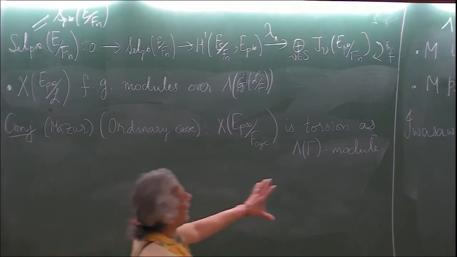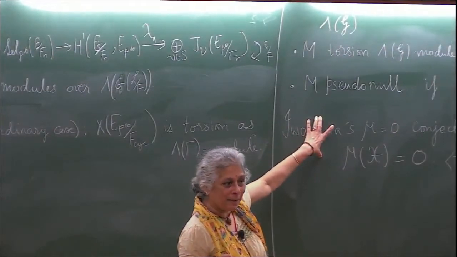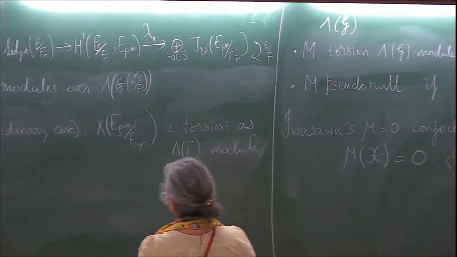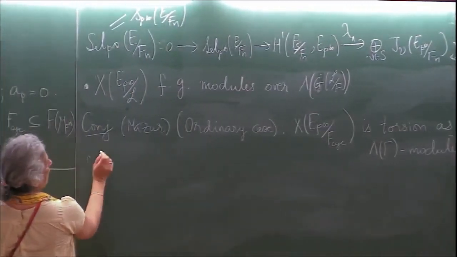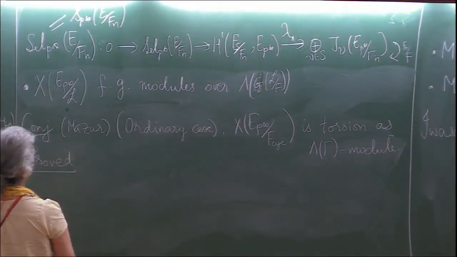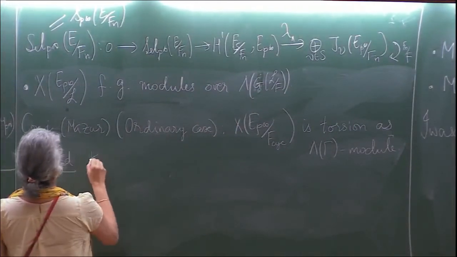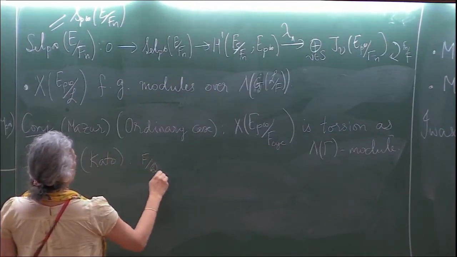So we no longer have this analog of Iwasawa's mu equals 0 conjecture for the Selmer group. Nevertheless, we do conjecture, this was a conjecture. Oh yes, of course, this was proved, I should mention this. This was one of the big results in Iwasawa theory, proved by Kato, when F over Q is abelian.